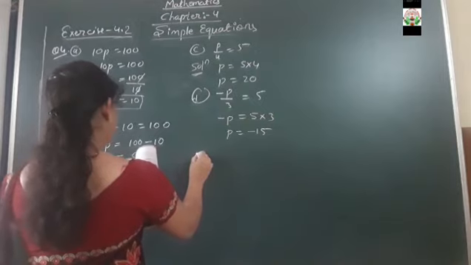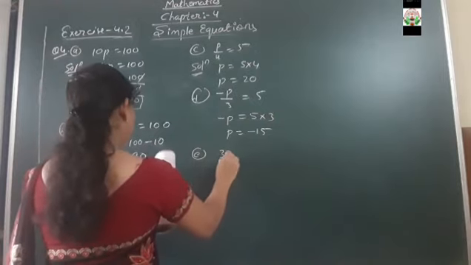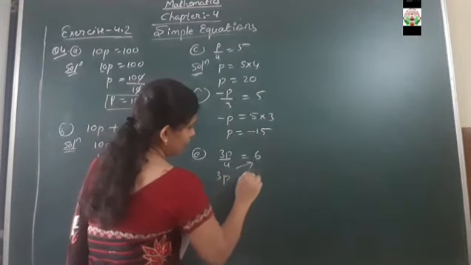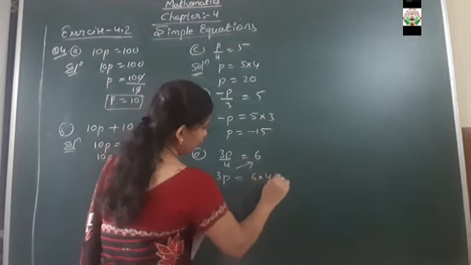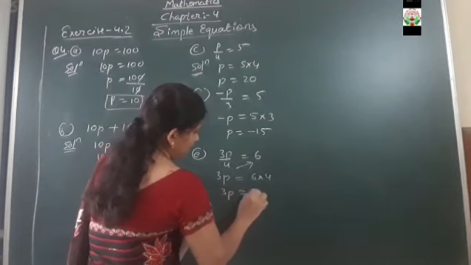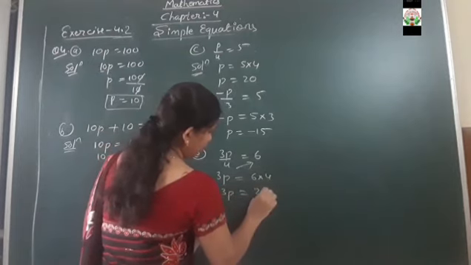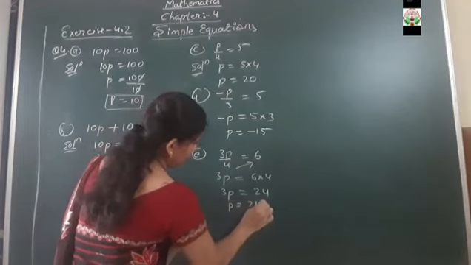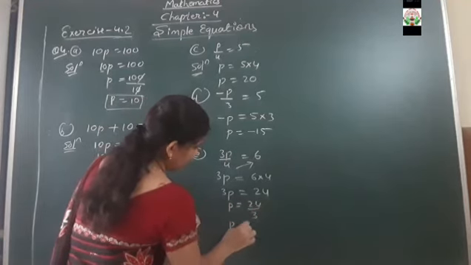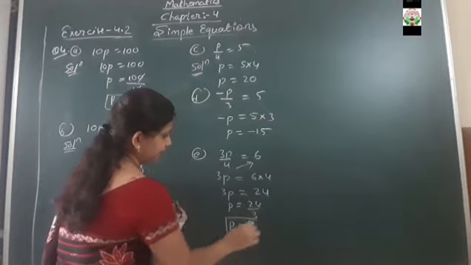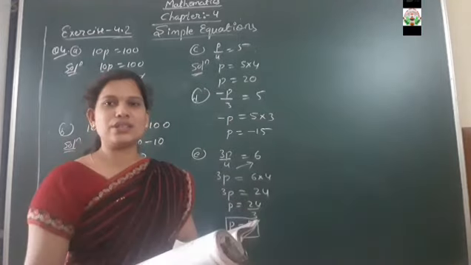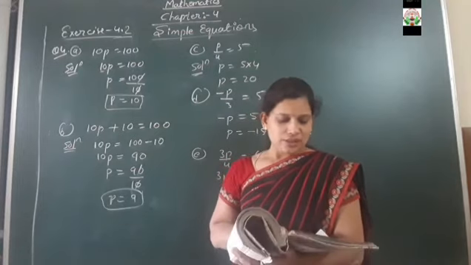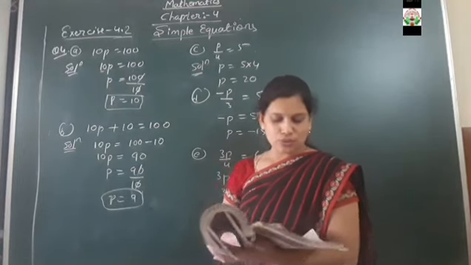Next, E part, 3p upon 4 is equals to 6. So here 4 will get multiplied. 6 into 4, 3p is equals to 24. Okay. Then p is equals to 24 divided by 3. So p is equals to 8. Like this, a simple equation you people had already studied in class 6th also, isn't it? So like this way you are going to solve.